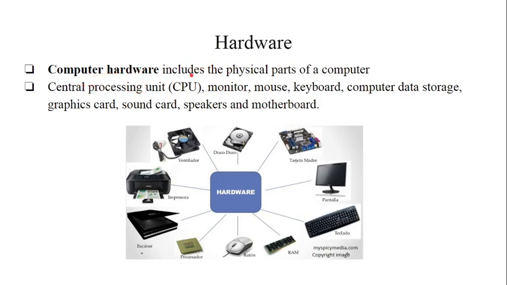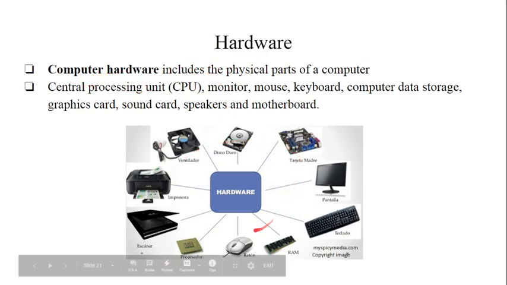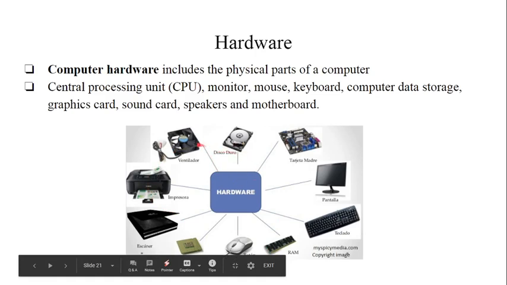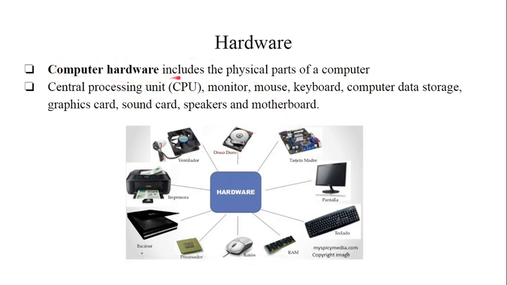Computer hardware are all the parts of the computer that we can touch and see. So computer hardware includes the physical parts of a computer. They are central processing unit, monitor, mouse, keyboard, computer data storage, graphics card, sound card, speakers and motherboard.